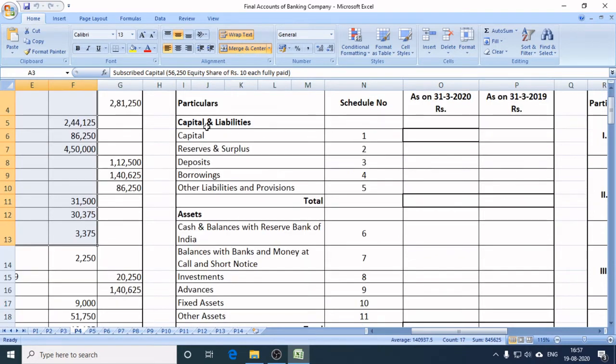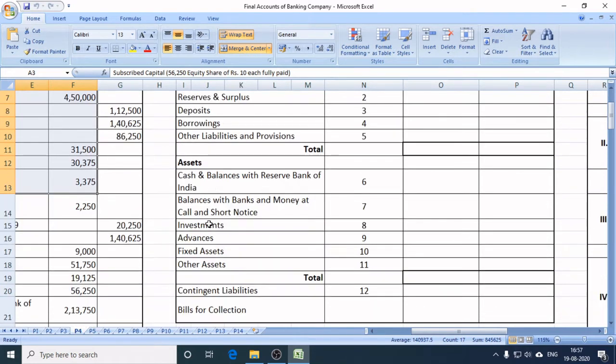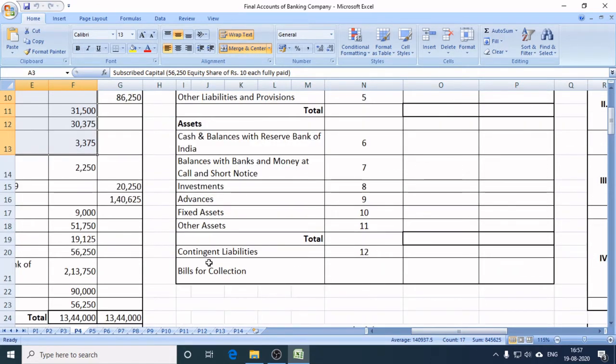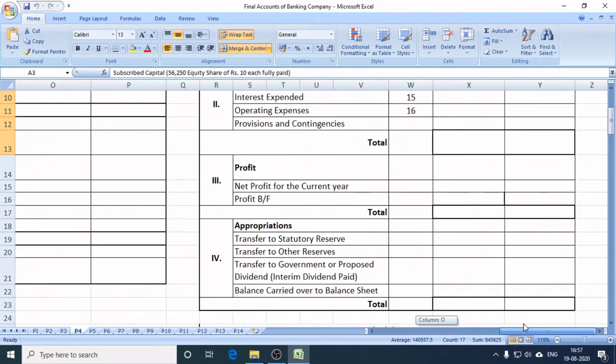Now, under the heading capital and liabilities, there are 5 schedules, and under the heading of assets, there are 6 schedules from 6 to 11. And after that, schedule number 12 is of contingent liabilities, and bills for collection is mentioned there as a footnote of the balance sheet.